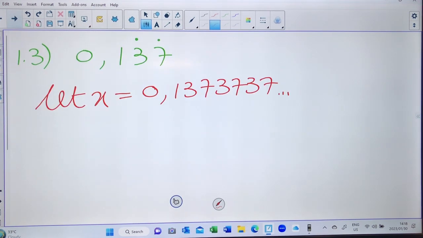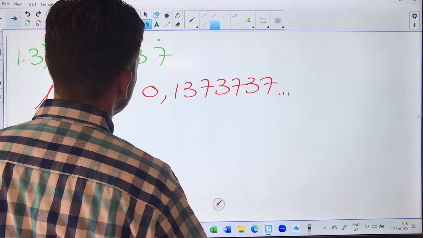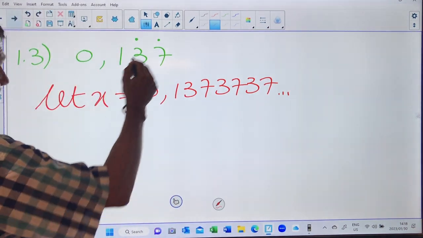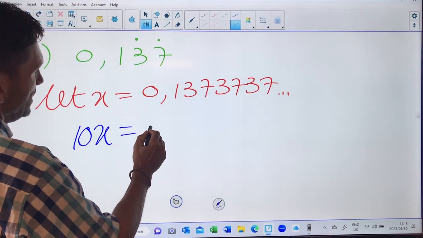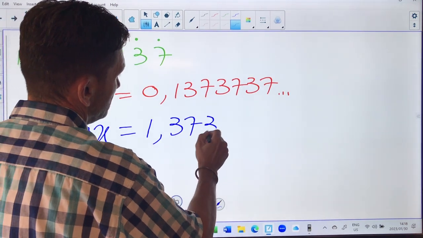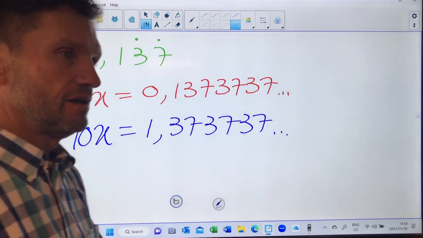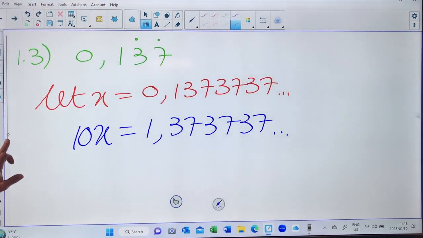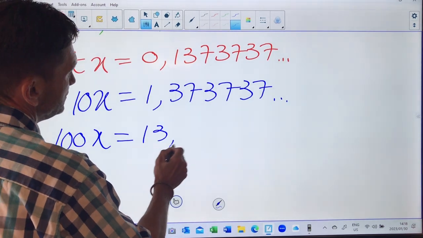Okay, so the next one was this one. Now the same applies here. Only the 37 repeats itself. So again I need to get them the same. I'm going to multiply this one by 10 now. So 10x is going to give me 1,373737, as many as you feel you need there. But I cannot use these two because the decimals are not the same. So I have to get another one, so I go with 100x now.